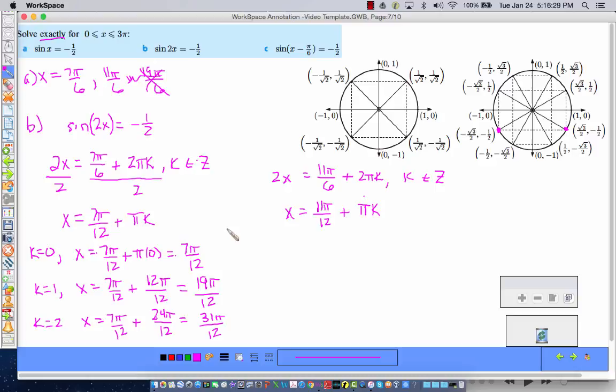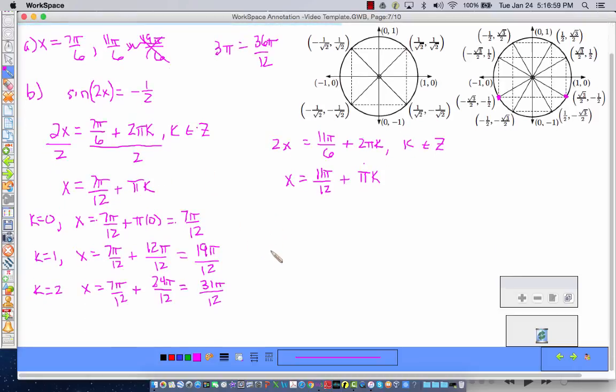And so if I add another 12 pi, I'm going to be beyond 3 pi because 3 pi is equal to 36 pi over 12. So if I add another 12 pi over 12 to this, I'm going to be beyond 36 pi over 12. So I know I can stop here with my values of k. Now you should also always check k equal to -1 because you can go backwards too. These are just integers. Okay?